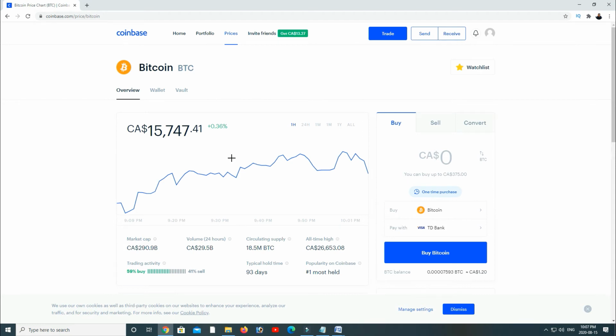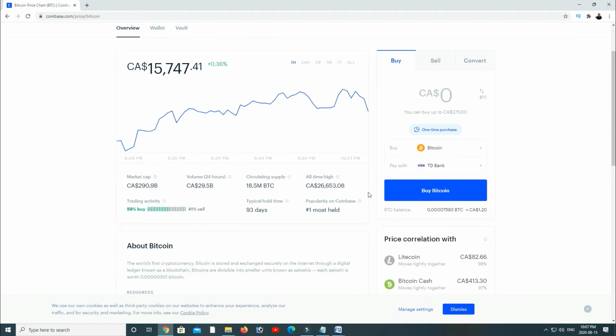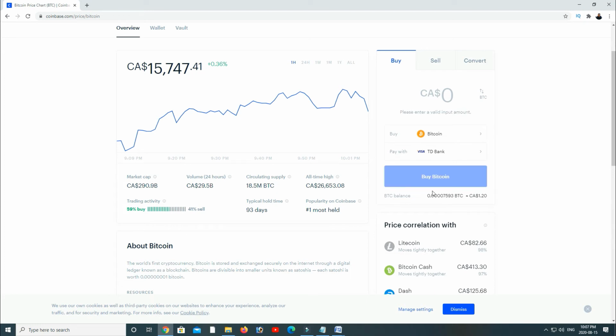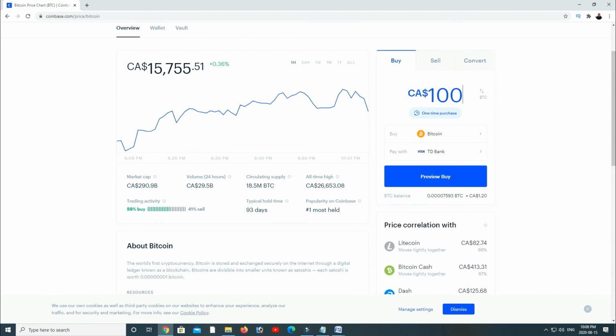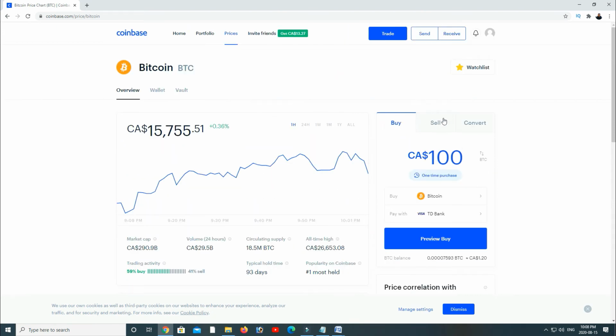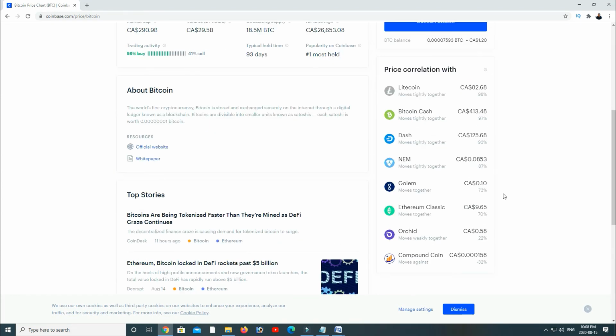If you want to invest in Bitcoin, you just need to click here, buy Bitcoin. Before that, you need to set the amount, such as you want to buy $100 of Bitcoin, then preview buy. If I click buy now, it will charge from my account, so my plan is not to buy today. I'm telling you how to buy, and here you can sell if you have the amount, and you can also convert from one currency to another.